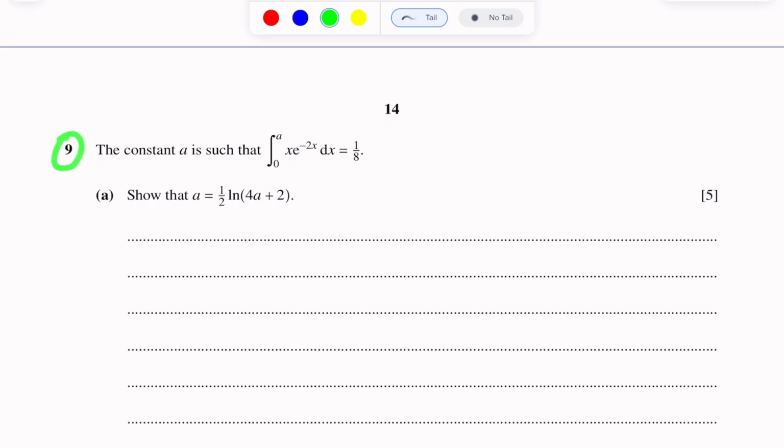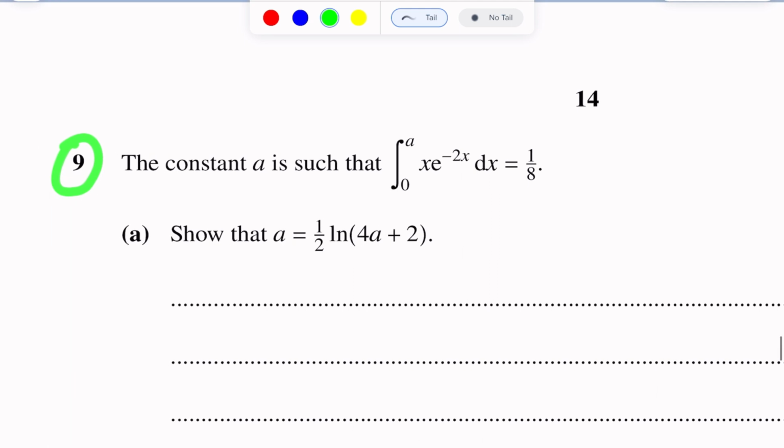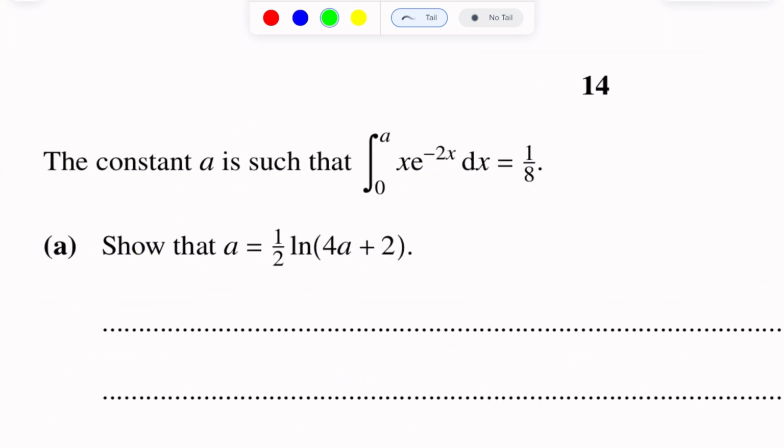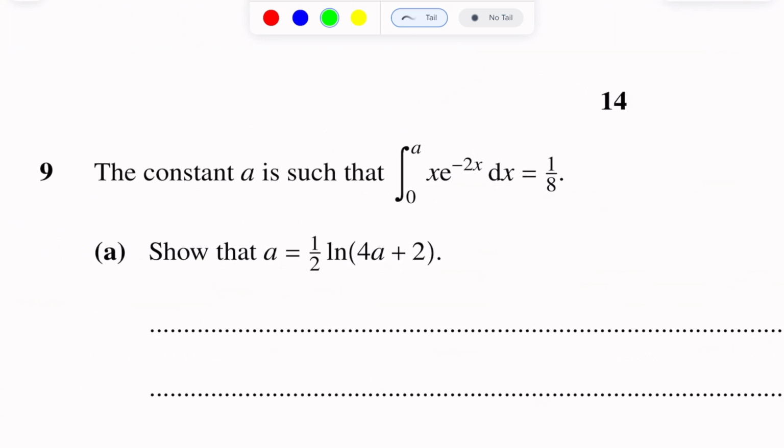Question number 9. As a whole, this question is of numerical solution of equation, but this part A is of integration.